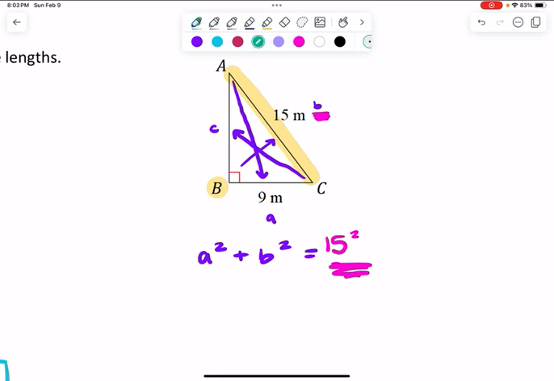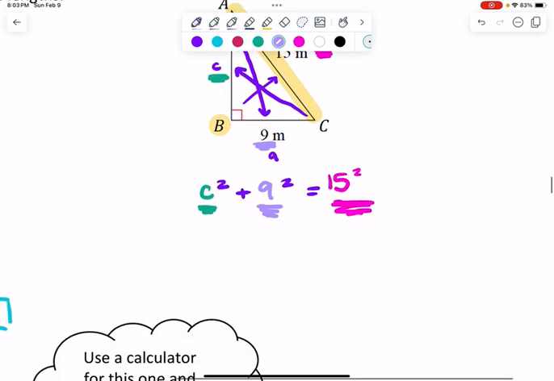And then dealer's choice. I can put the value of c in the spot of a. I don't know what it is, but that's okay. And I could put the value of 9 in the spot of b. The only thing that matters most is that I put my hypotenuse in the spot of my c squared. Okay, now I do the math.